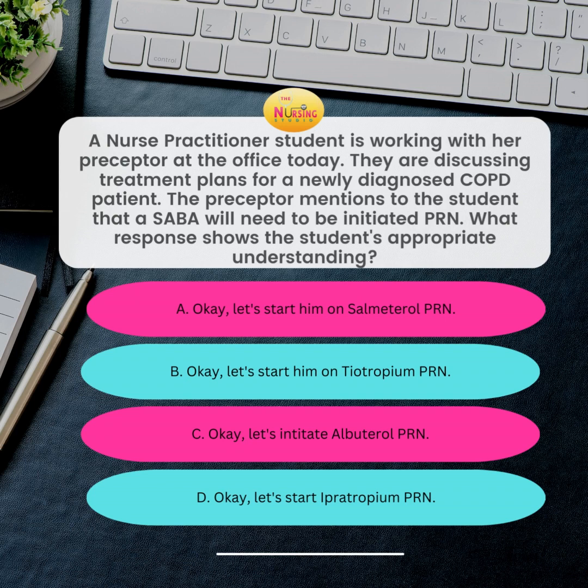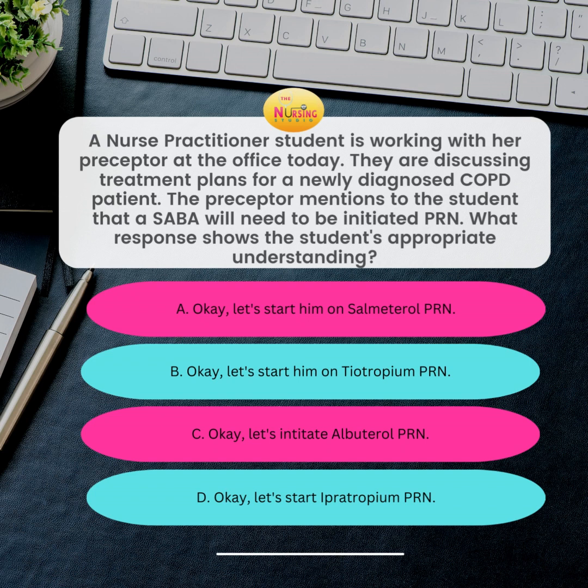All right. As always, I tell you guys to read the stem of the question first so that you can ensure that you are answering what they are truly asking. So the stem of the question states, what response shows the student's appropriate understanding? So we're trying to make sure that we have a correct answer from the student. So the preceptor has mentioned to the student to start a SABA PRN. So we need to see that the student knows what a SABA is.